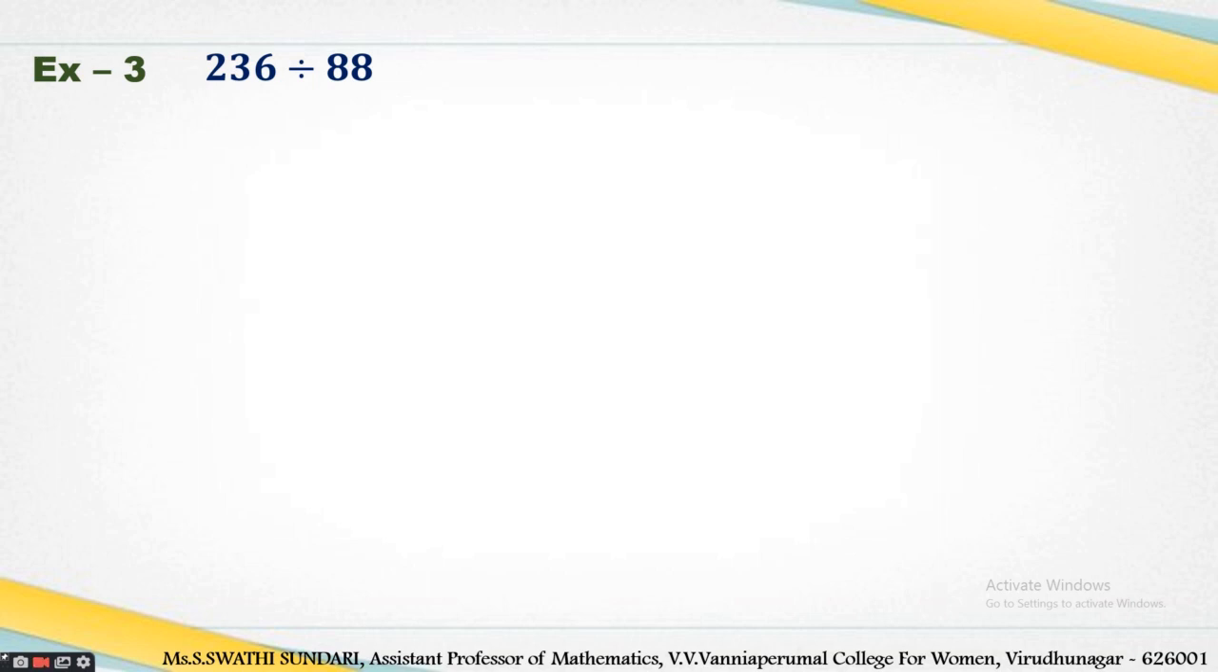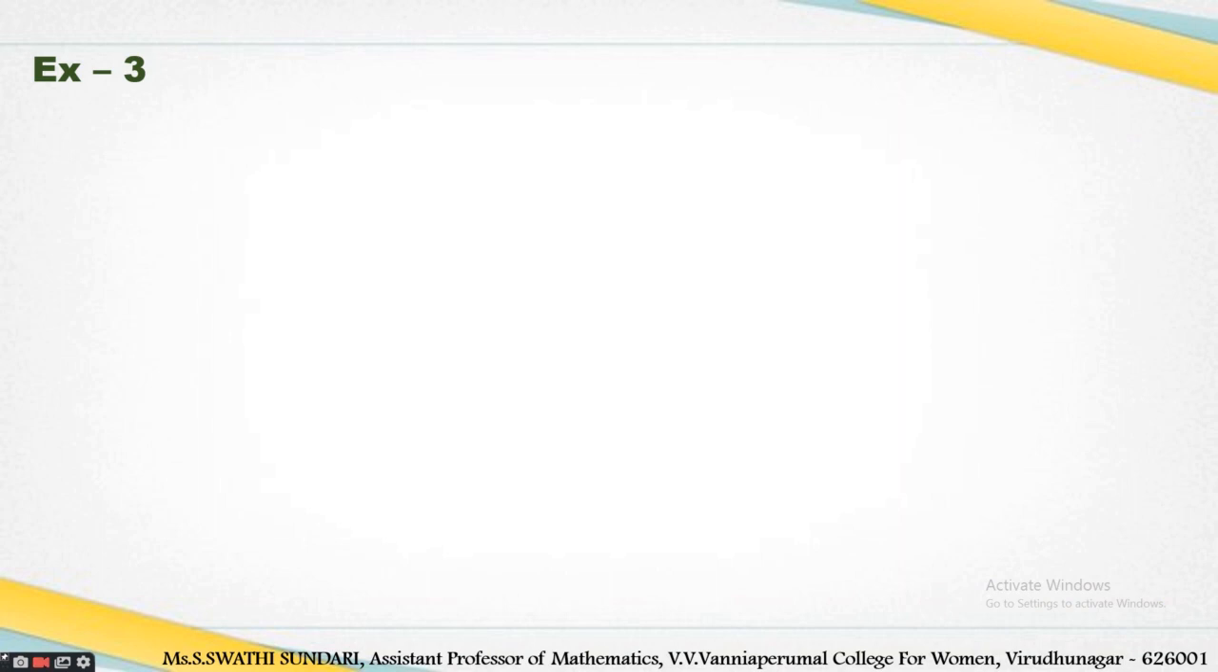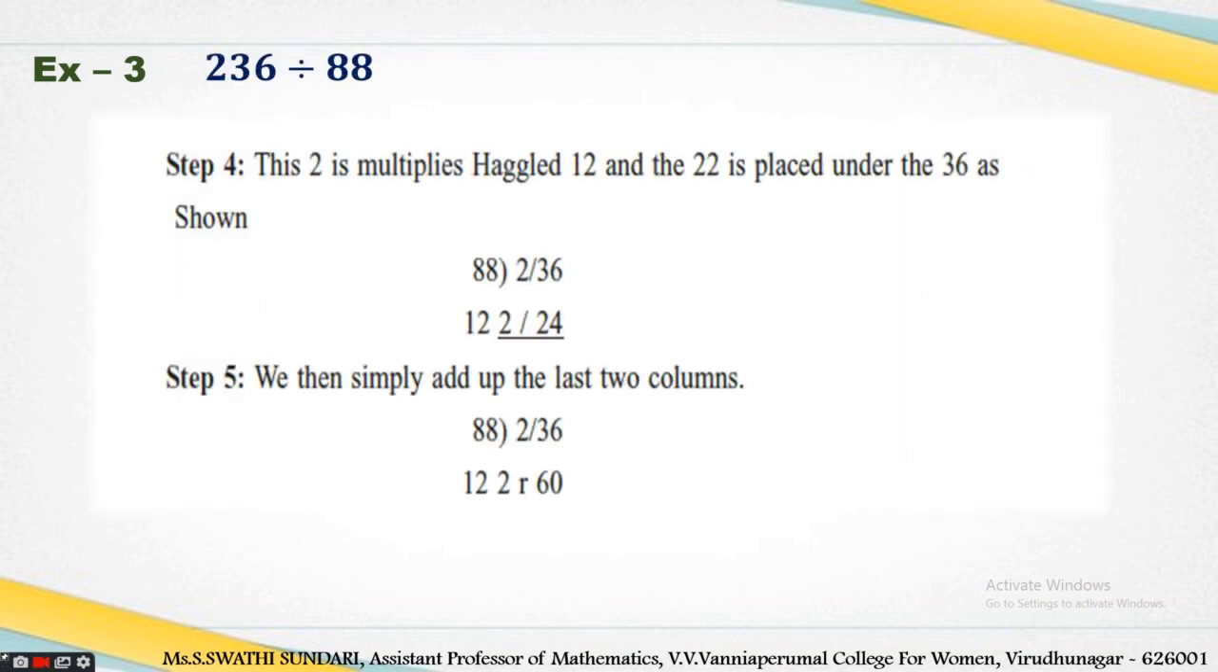Next, the third example is different from the others. Suppose we want to divide the number 236 by 88, which is close to the base 100. But here 88 is 12 below the base 100. So we put 12 below 88 as shown in the slide. In step 3, we bring down the initial 2 into the answer. So we bring down the number 2. And in step 4, this 2 is multiplied by the number 12, and the result is placed under the number 36 as shown in the slide.